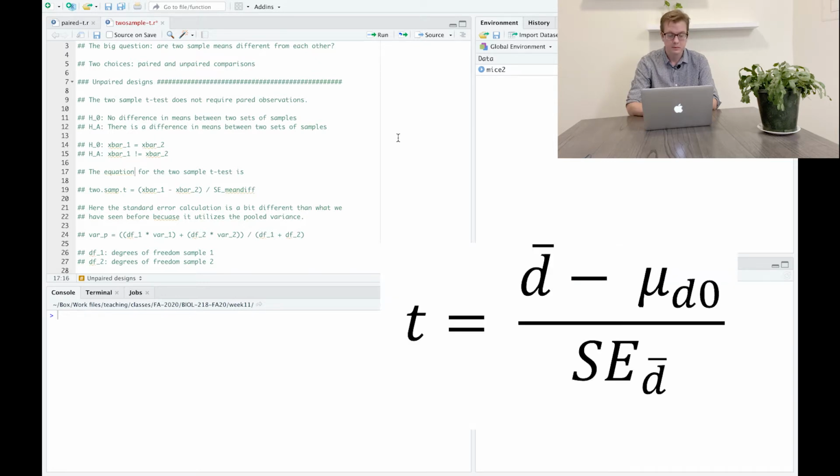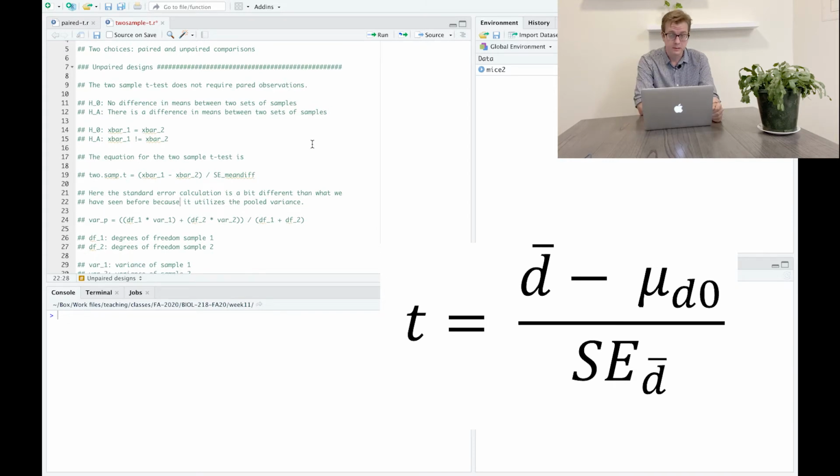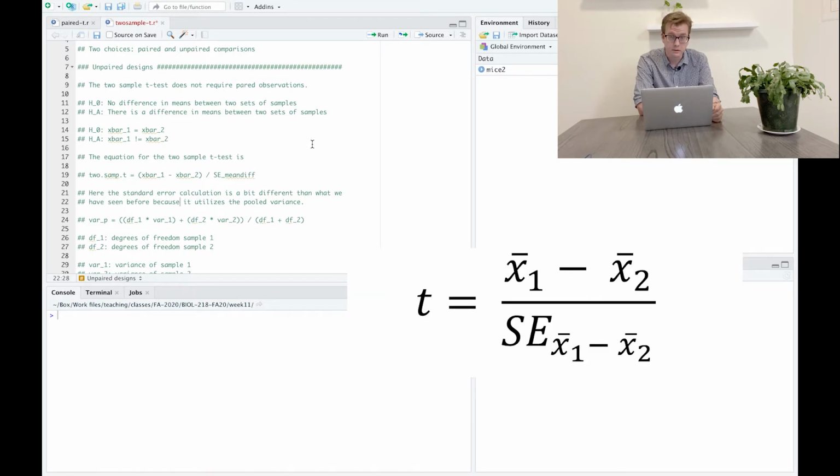The equation for the two-sample t-test is x bar 1 minus x bar 2 over the standard error of the mean differences. The standard error calculation is a bit different than what we've seen in the past because it utilizes what's called the pooled variance. And the pooled variance takes into account the variance of both samples and their respective degrees of freedom.